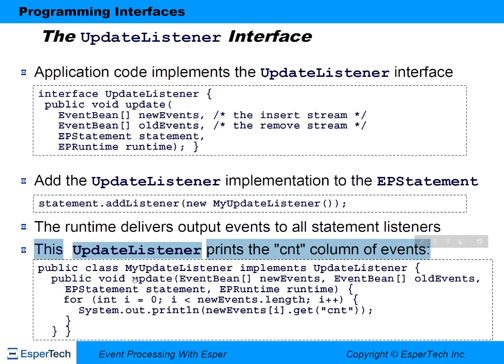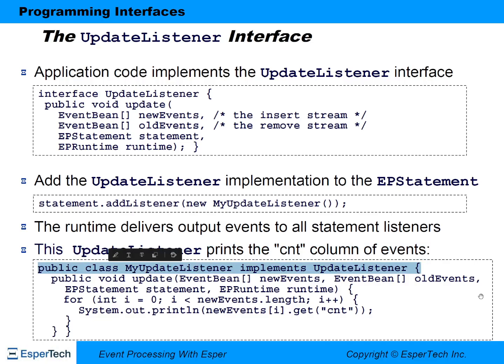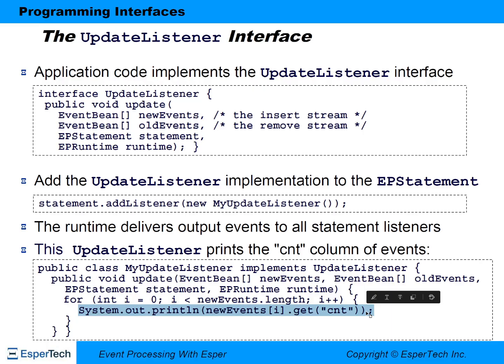public class MyUpdateListener implements UpdateListener. public void update(EventBean[] newEvents, EventBean[] oldEvents, EPStatement statement, EPRuntime runtime). for int i equals 0; i less than newEvents.length; i++. System.out.println(newEvents[i].get("cnt")).